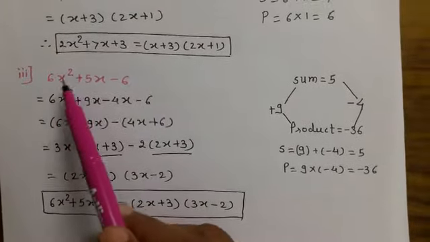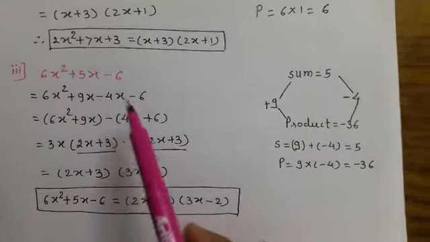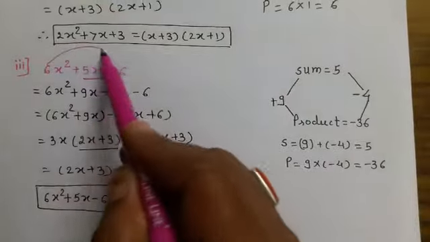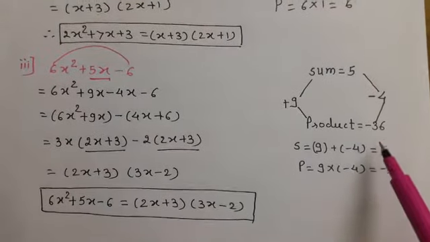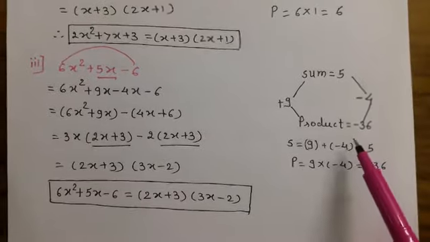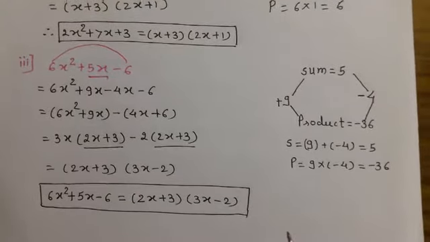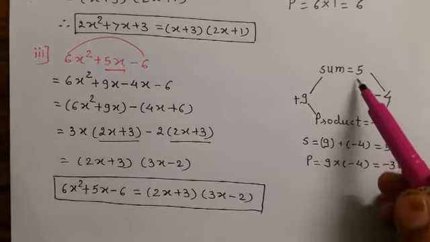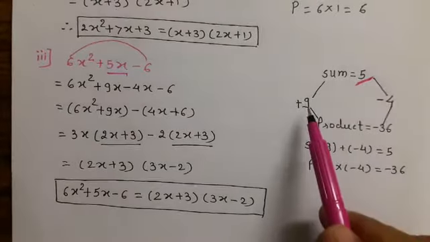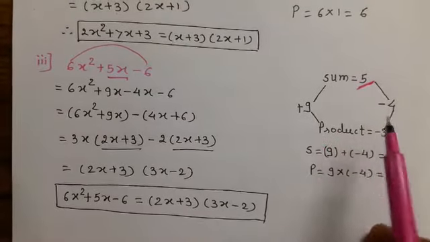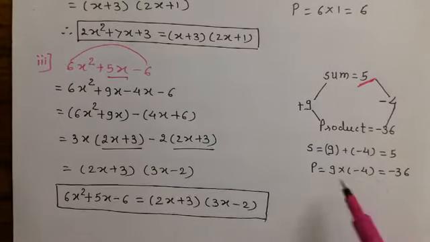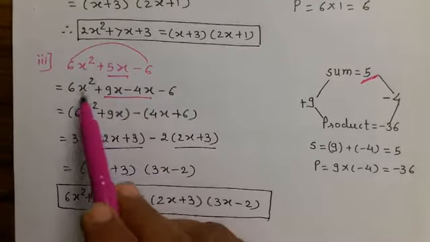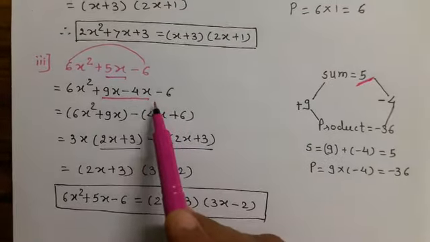Third problem, 6x square plus 5x minus 6. Now are you finding? This is the sum, that is 5, and 6 6s are 36 but it is minus 36. Now you will think whenever the product is negative, 100% one number is positive, one number is negative. But which number should be positive and which negative, that will be decided by the sign of the sum. So 9 4s are 36 and plus 9 minus 4 means plus 5. That's why we are going to get the two splits, that is 6x square plus 9x minus 4x minus 6.